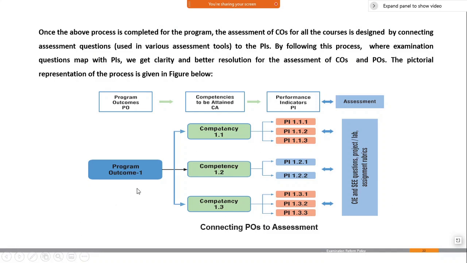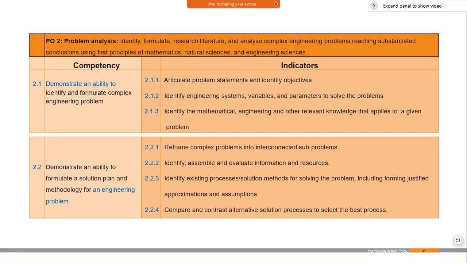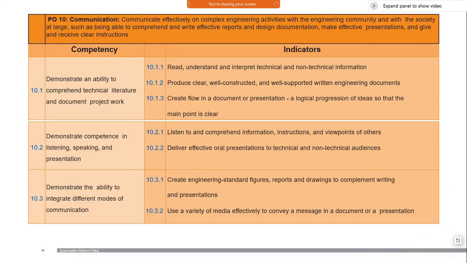So it is simply program outcome, then competency levels, and then performance indicators. Some competencies will have only 3, some may have 2, some may have only 1; like this you can define it. And then it is the PO sheet, the PO and CO mapping, that you are going to do. I will share this sheet, and this entire PPT, with all of you.